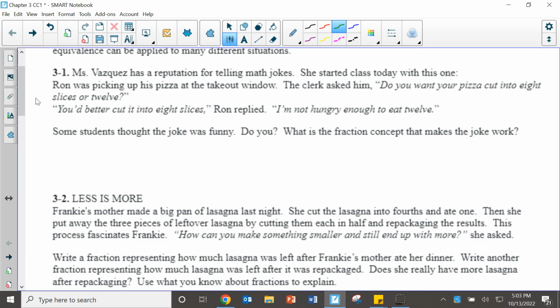It says, Miss Vasquez, that's what we're calling her, has a reputation for telling math jokes. She started class today with this one. Ron was picking up his pizza at the takeout window. The clerk asked him, do you want your pizza cut into 8 slices or 12? You better cut it into 8 slices, Ron replied. I'm not hungry enough to eat 12.